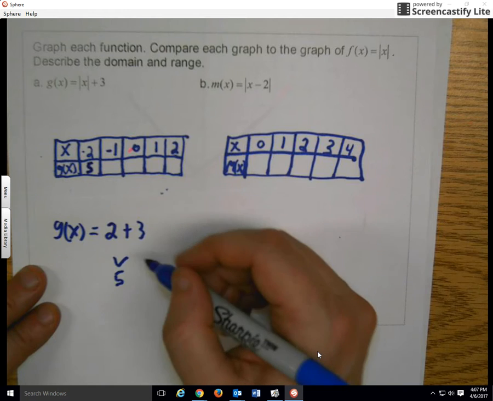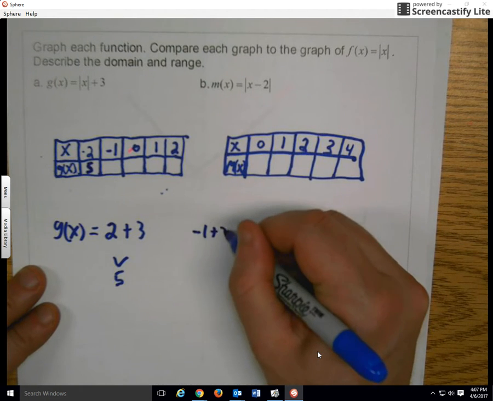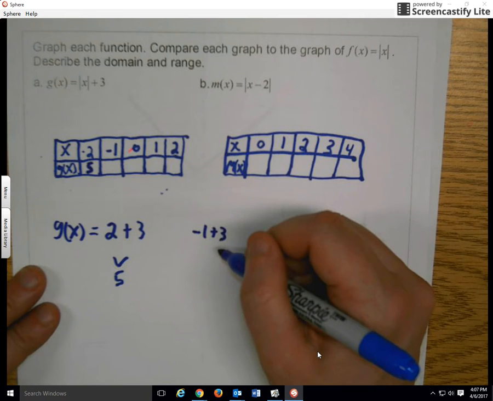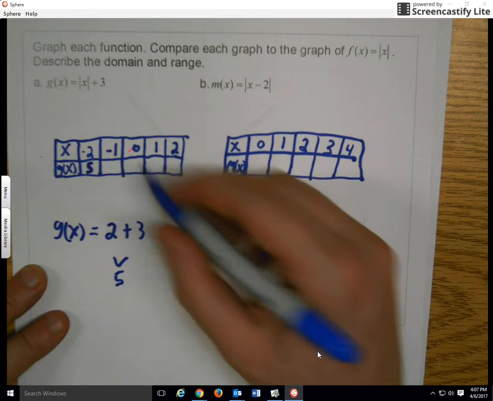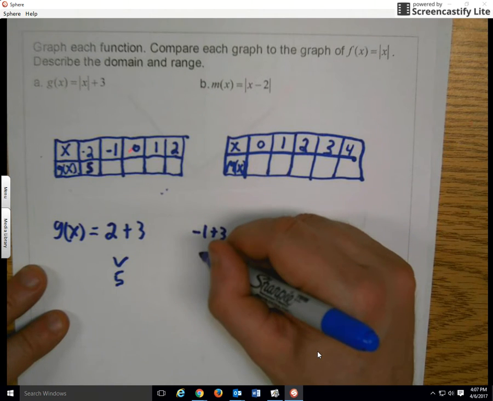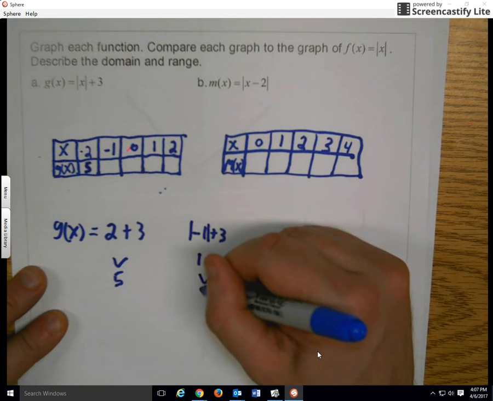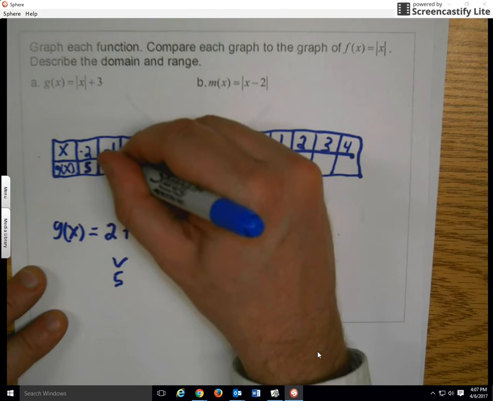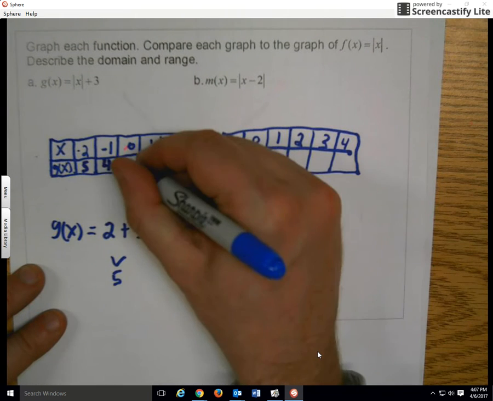What if you were to put a negative 1 in? Well, you would have the absolute value of negative 1 plus 3. But what's the absolute value of a negative 1? It would be a positive 1 plus 3, or 4. You put a 0 in, you would have a 0 plus 3, which is 3.